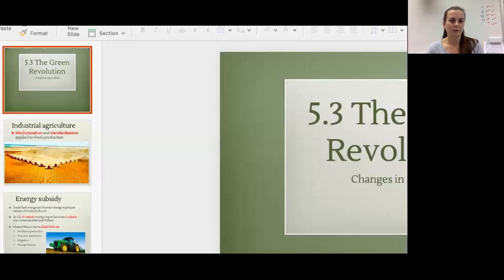All right, so our second topic in Unit 5 is agriculture and the changes in agriculture that we generally term the Green Revolution. So let's go ahead and jump right into our PowerPoint, which is right here.